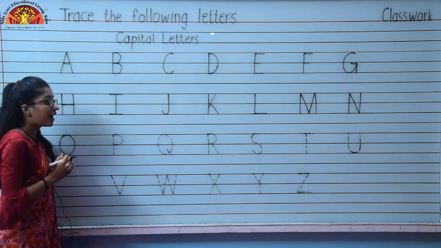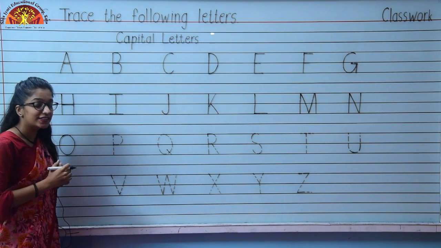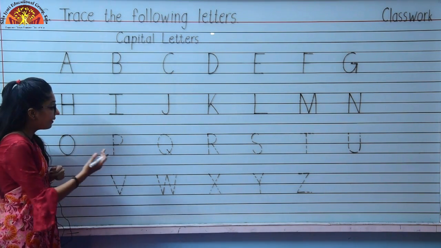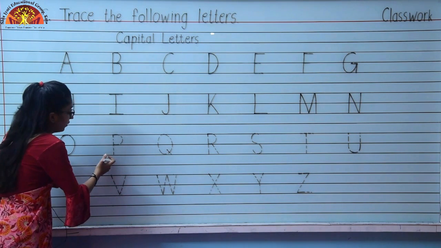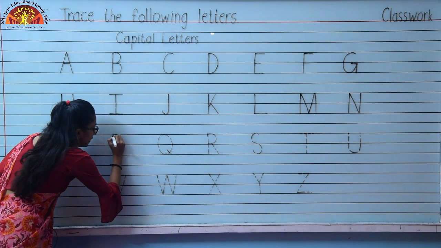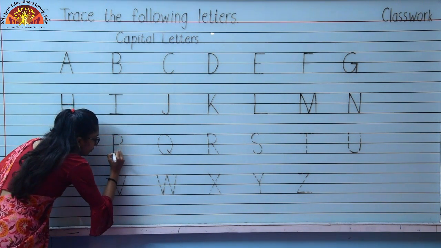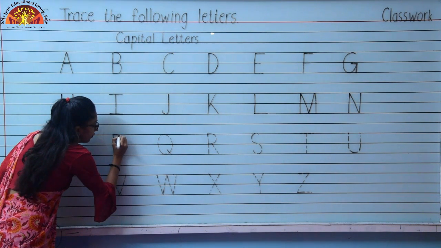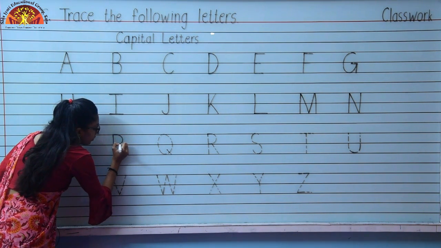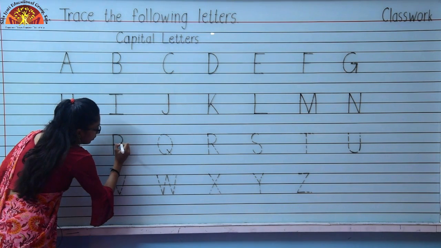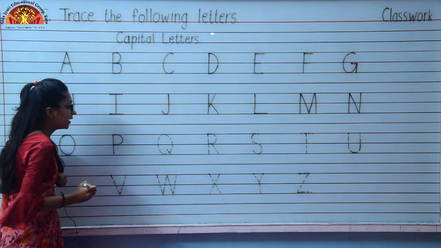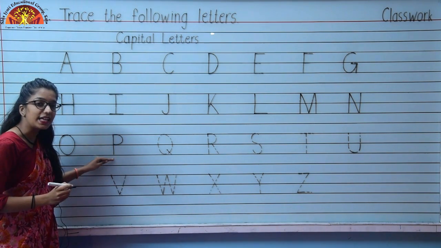Now what comes after capital letter O? Tell me kids. It's capital letter P. Okay, draw standing line. Then join one curve. Like this. This is capital letter P.